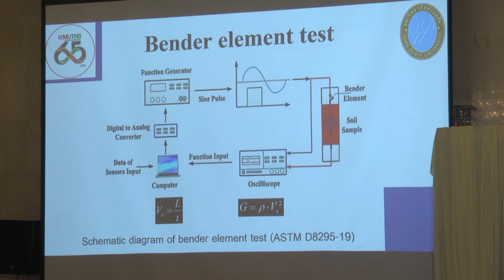Bender element test, a non-destructive test. The computer sends a signal through a digital to analog converter to a function generator, which sends a sine pulse to the bender element, passes through the soil sample to the oscilloscope, and then to the computer. The shear wave velocity is L by T, where L is the travel length and T is the travel time through the soil sample. We can then calculate the shear modulus with the equation in ASTM D8295.